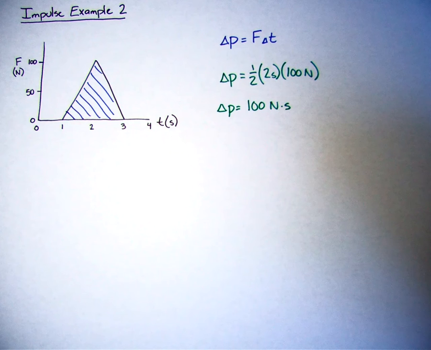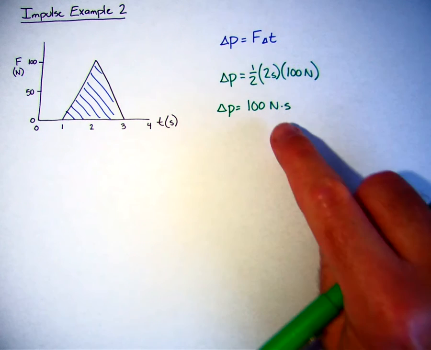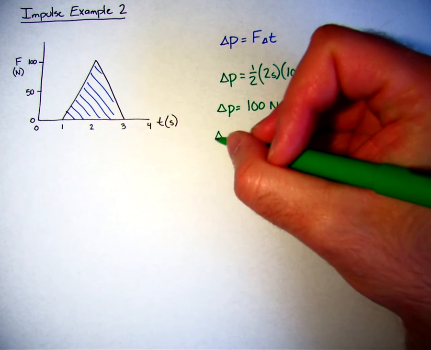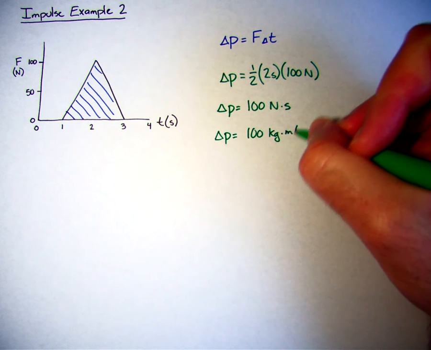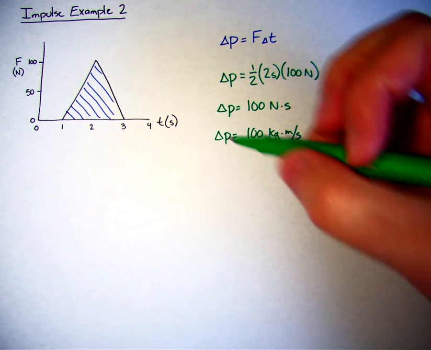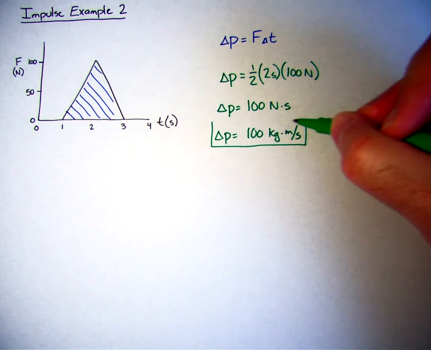And Newton seconds is another way to actually show impulse. But we know from our standard unit of momentum, it's just 100 kilograms meters per second. And this is the answer. That's all you have to do if I give you a graphical point of view.